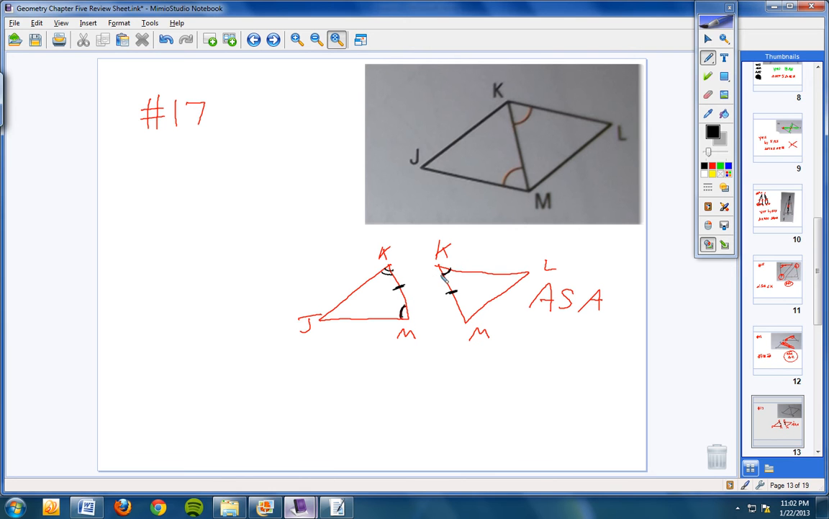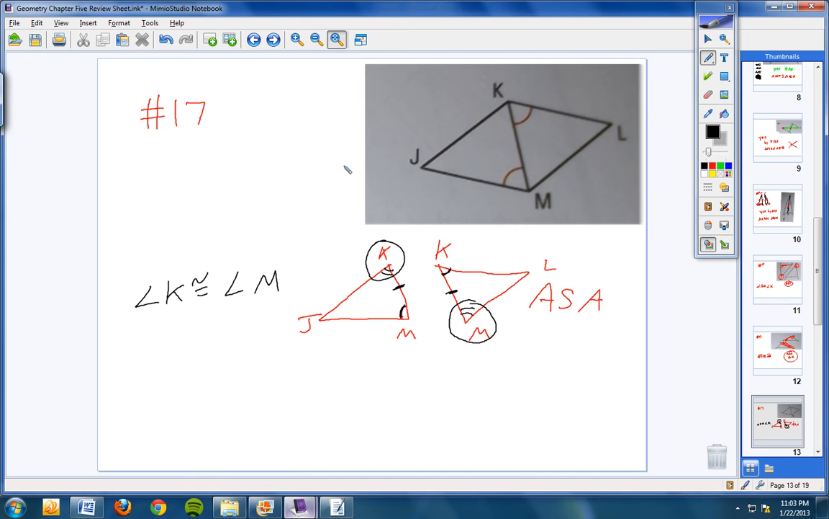And then look at this. Here's your angle, here's your side, so we must want this angle here. So what we are missing to use angle, side, angle is angle K is congruent to angle M. That's what you're missing in order to use angle, side, angle.